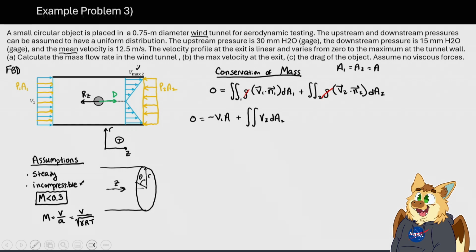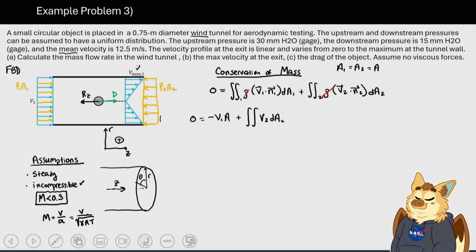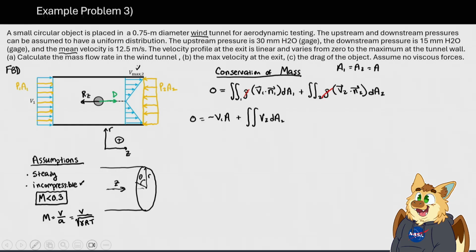Technically, I'm going to put a subscript 2 just to make it clear, but know that A1 is equal to A2. We just have to do an integration here because our velocity is varying over our control surface. So how do we actually solve this integral? Normally we could just plug in a velocity value, but in this case, our velocity is varying in the radial direction.